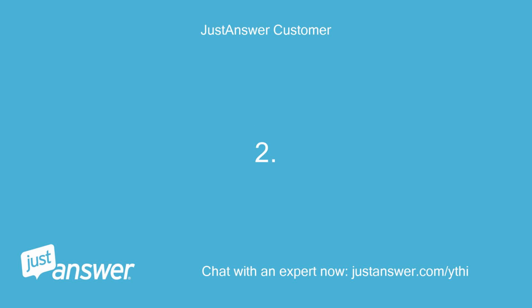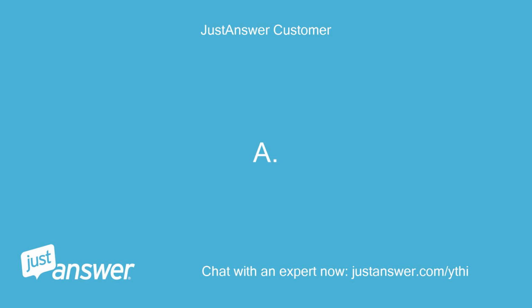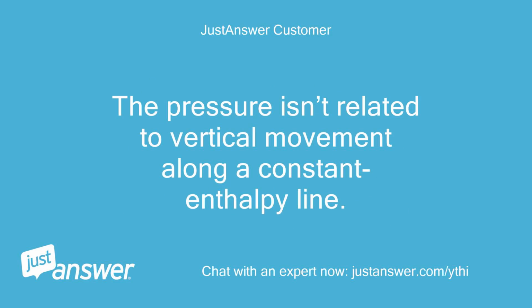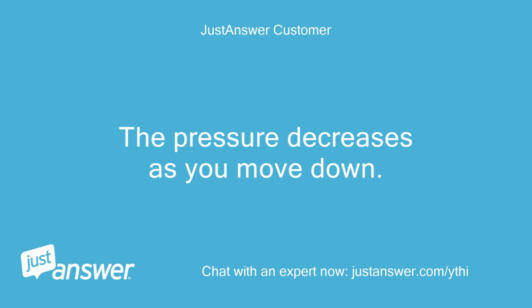2. What happens to the pressure at locations moving vertically up or down a pH diagram's constant enthalpy line? A. The pressure isn't related to vertical movement along a constant enthalpy line. B. The pressure decreases as you move down.